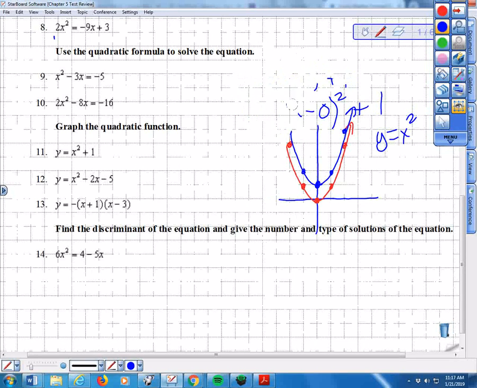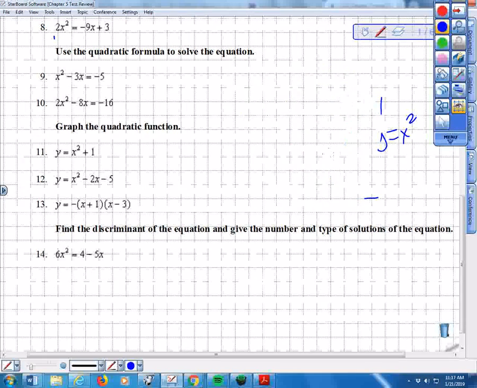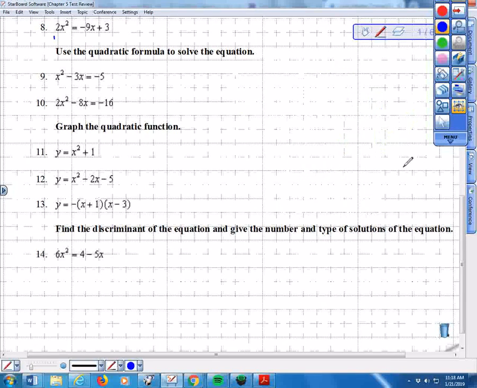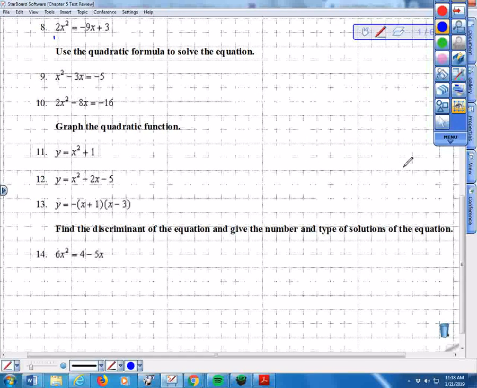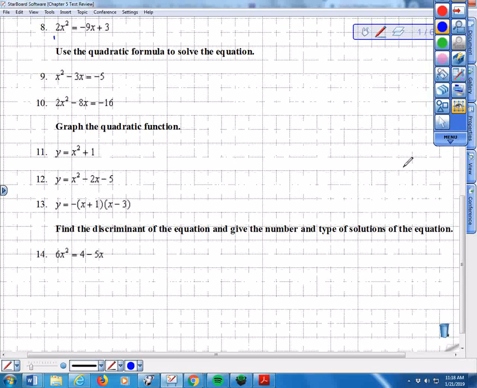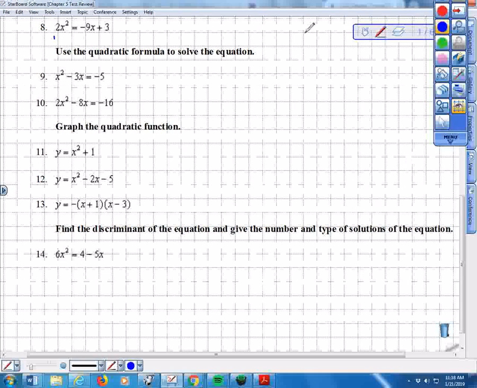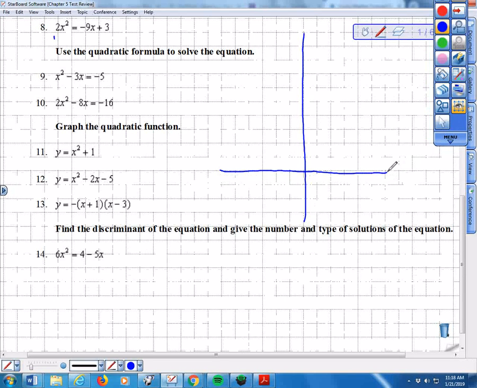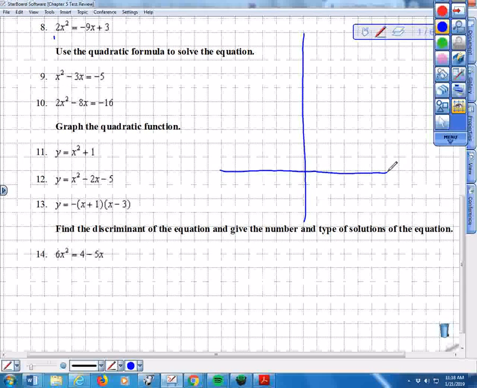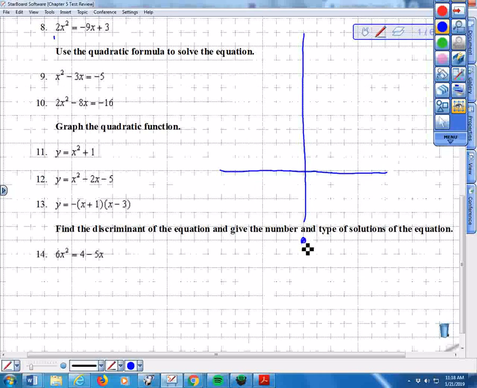The next one's in standard form. So in standard form, what points do I know just looking at it? Y-intercept. Just looking at it, what's the y-intercept? Negative 5. Negative 5, 0, 1, 2, 3, 4, 5. There's my y-intercept.